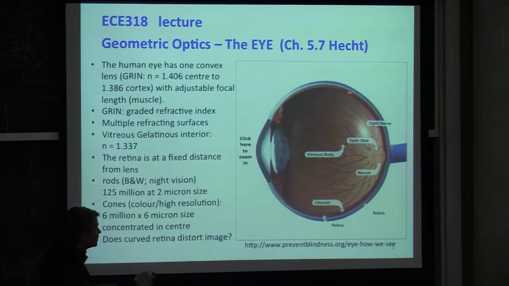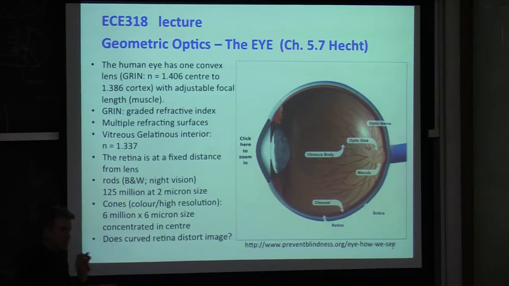So there's sensors built in here, and the highest density is right at the back of the eye. And there's two types of sensors. There's rods and cones. So rods, there's gazillions of them, 125 million. They're 2 microns in size. They give us the best resolution. And they're very sensitive, so they're best used in night vision. Our color vision is by cones. There's fewer of them, and they're more concentrated in the center.